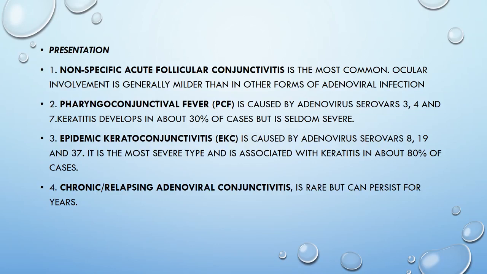Presentation of adenoviral conjunctivitis may vary, as shown in front of you. It may be non-specific acute follicular conjunctivitis, which is the most common. Ocular involvement is generally milder than in other forms of adenoviral infection. Second presentation, pharyngoconjunctival fever, is caused by adenovirus serovars 3, 4, and 7. Keratitis develops in about 30% of cases but is seldom severe.